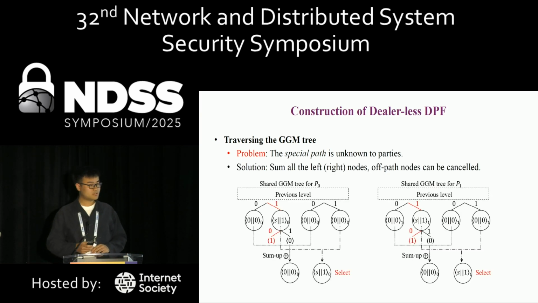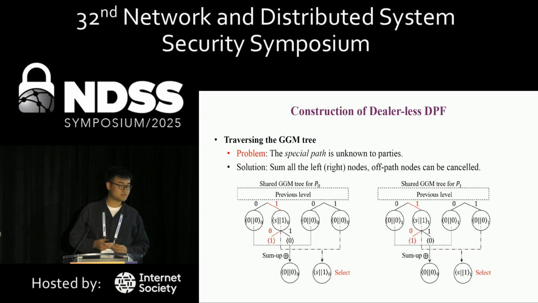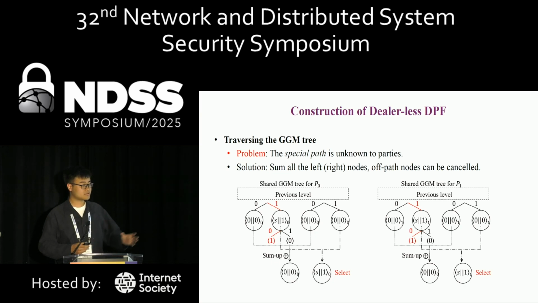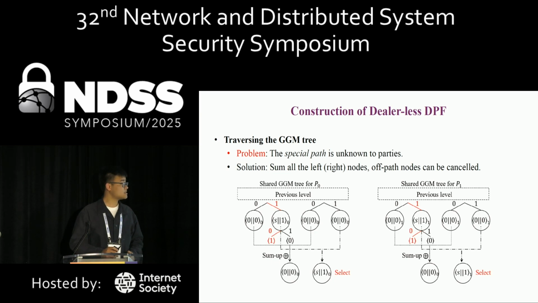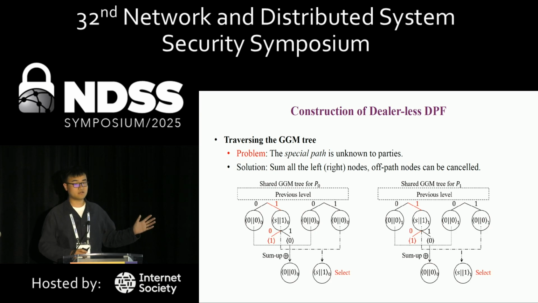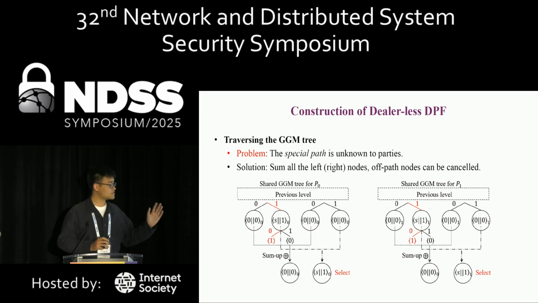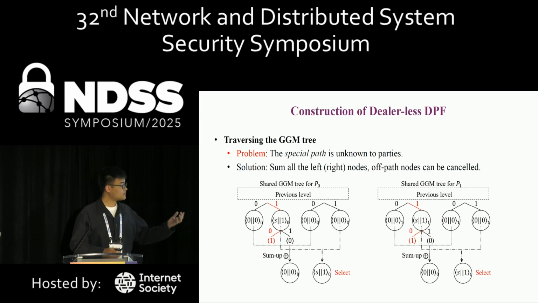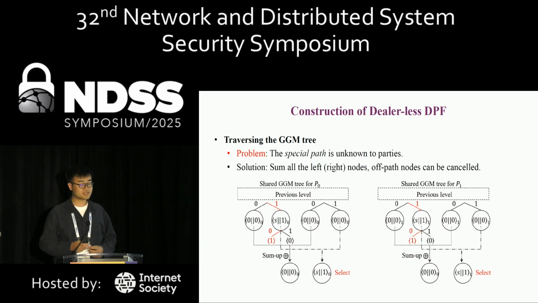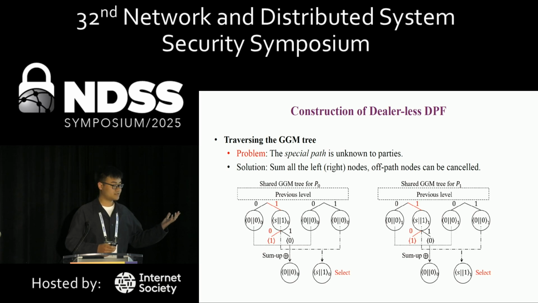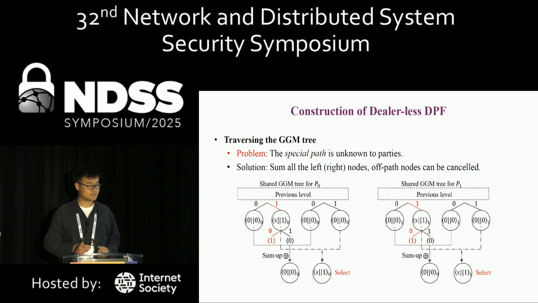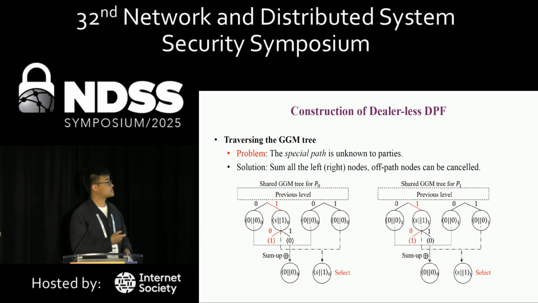And we construct this protocol based on the observation that although we do not know the exact path, all the off-path nodes are 0. So if we sum the off-path nodes together, they will give the same result as if we knew the path. And finally, we can use a secure selection protocol to get the correct result, even though there is no knowledge of the special path.